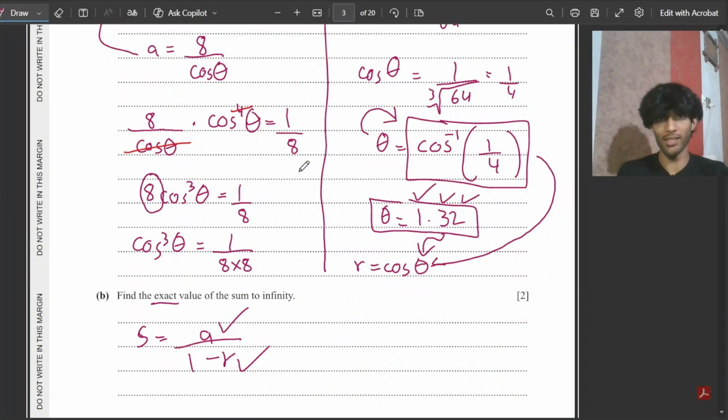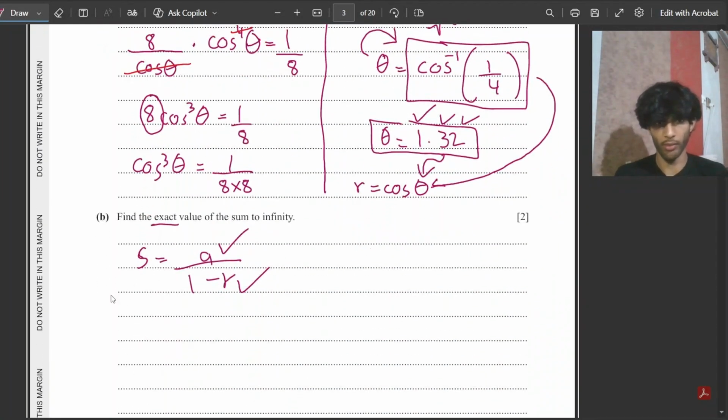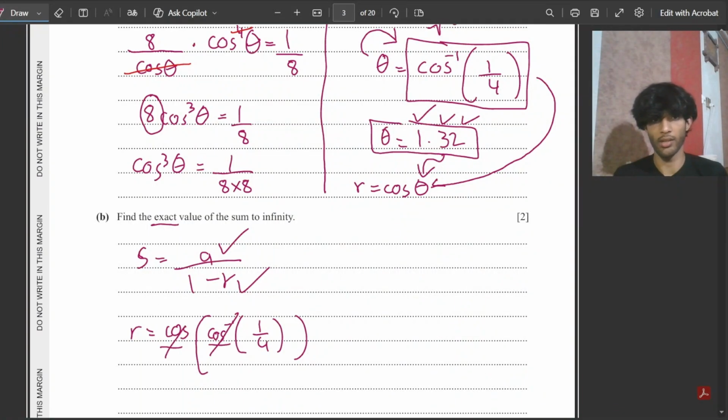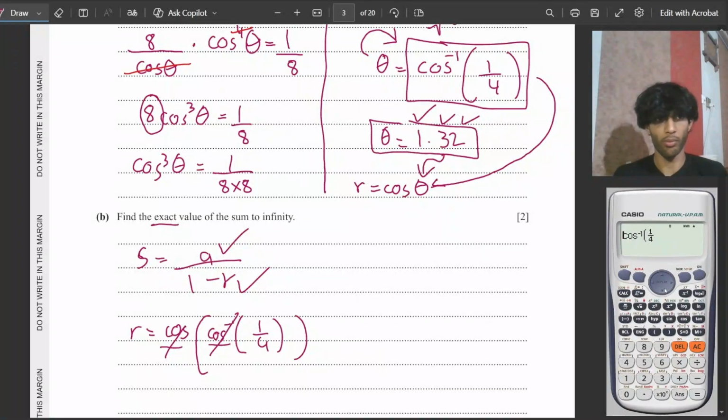Now, if you convert it to decimals, it's 1.32 something, something, but remember, we are not supposed to round off. Exact value means you just give it in the form it is, you don't convert it to decimals. So I can solve this over here, r equals cosine, and inside of this cosine, I'm going to have cosine inverse 1 by 4. And see, the magic happens. This is a cosine inverse, they basically cancel each other out. You're left with 1 by 4. If you don't believe me, you can actually check it out. So cosine, and if I close the bracket on this, boom, it's 1 by 4.